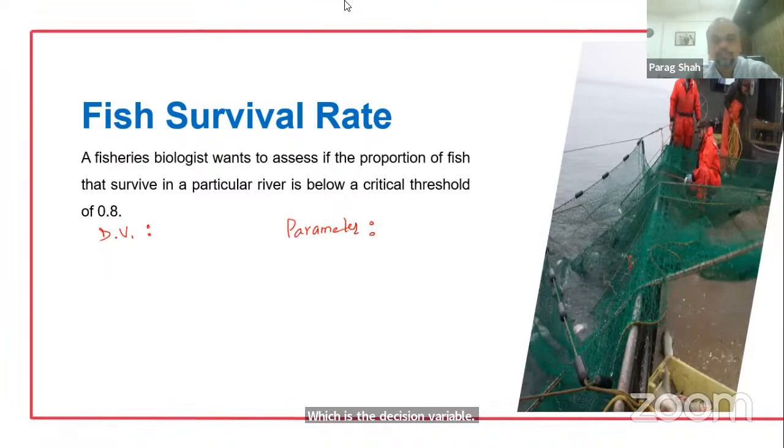Swapna, Lata, Satish. Yes, Satish, equal to sign for null and alternate. The fish that survive. Perfect. Swapna, that is right. So that means the proportion of fish that survive. So we'll say survival rate, or we can say whatever you wanted.